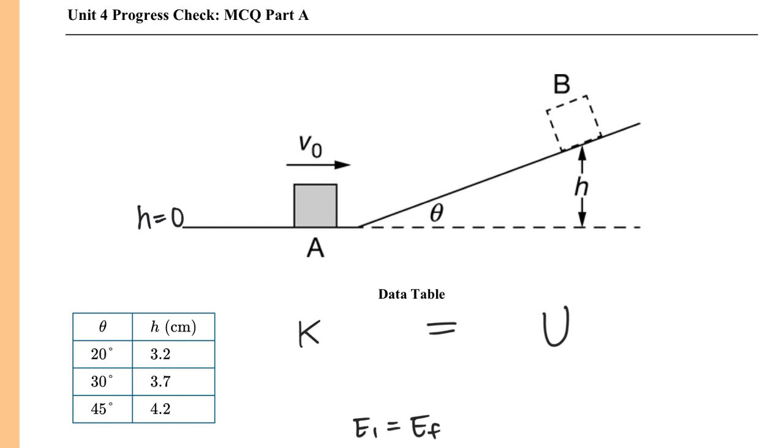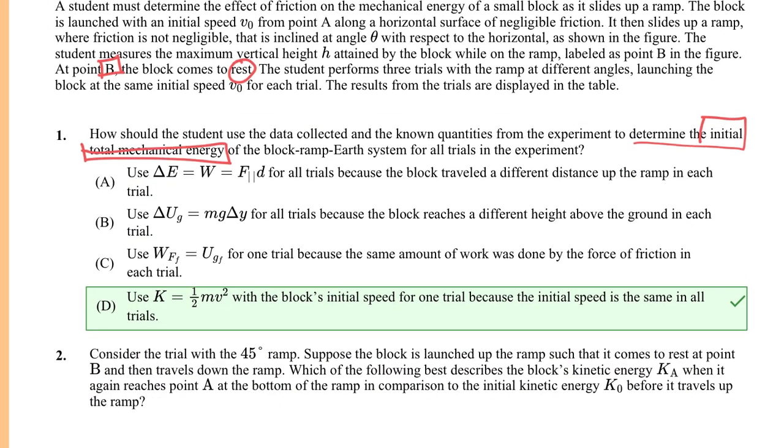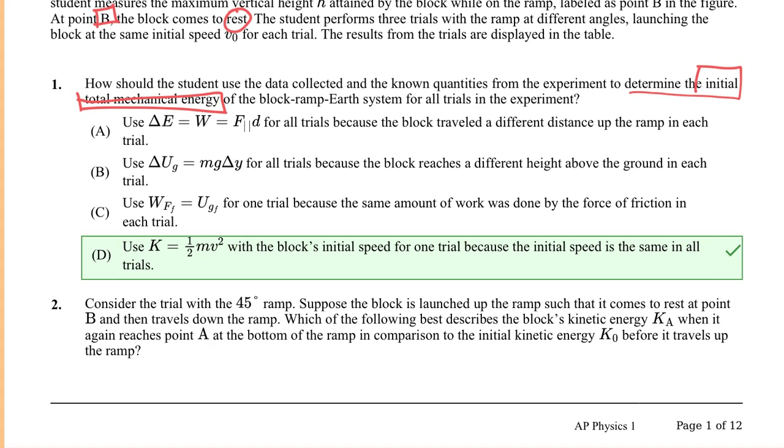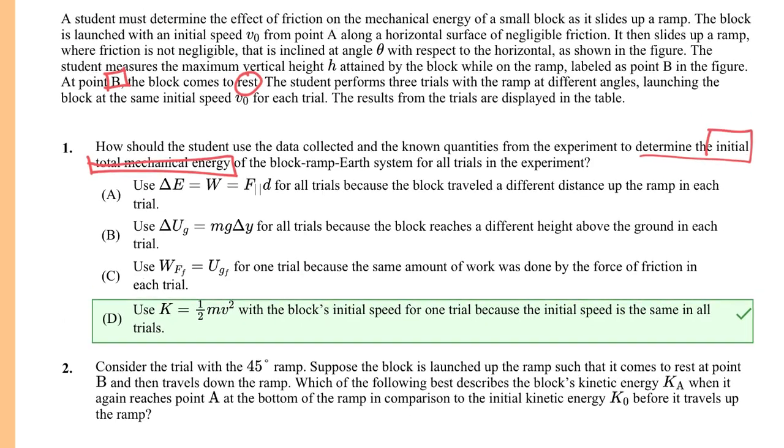That's all we have for those energies. So K will equal U: kinetic energy will equal potential energy. If we want to know the initial total mechanical energy, we look at K. We don't look at U because that's our final total mechanical energy, and therefore our answer shall be D. Let's go on to question number 2.